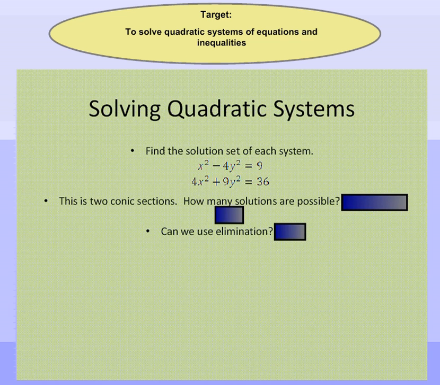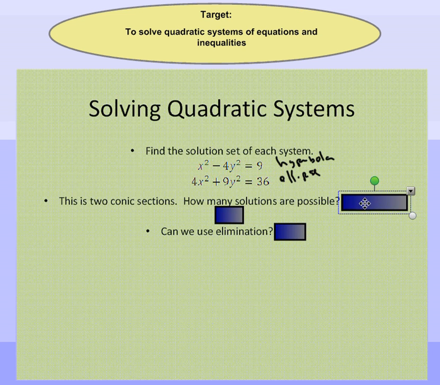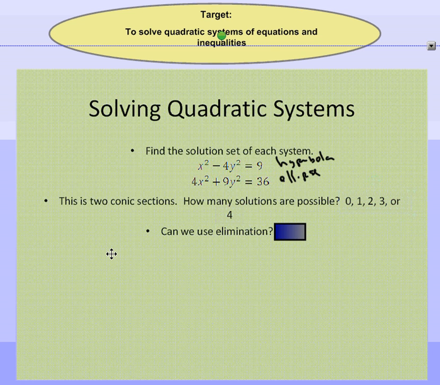See another example. Hopefully you're recognizing that this is two conic sections, a hyperbola and an ellipse. But as you remember, how many solutions are possible when two conic sections are used? 0, 1, 2, 3, or 4. Now that we have two conic sections, look at the way it's lined up. Can we use the elimination method? I'm hoping you are saying yes.